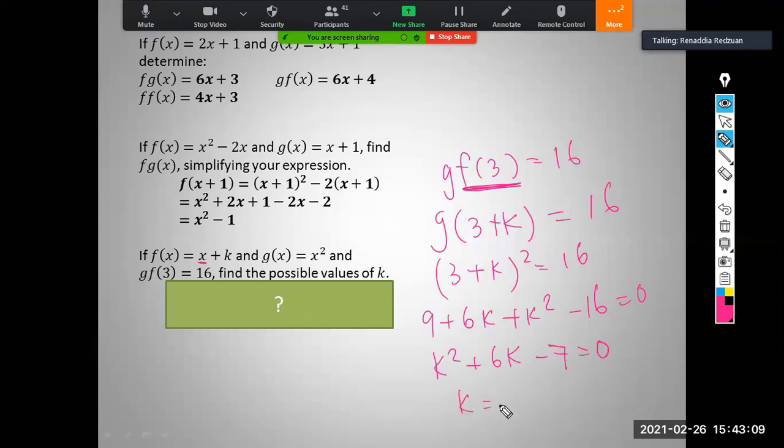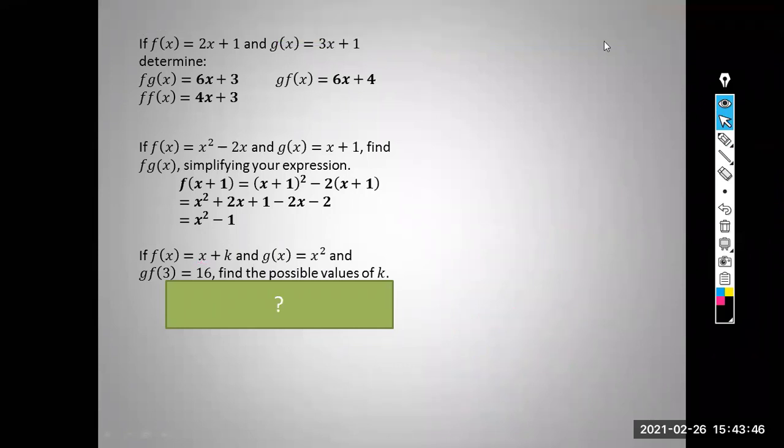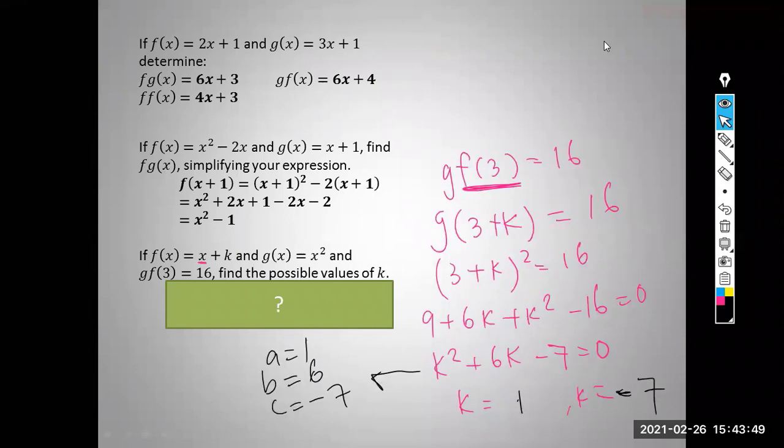And to find k, what should we do? Factorize. You can use a calculator. Based from this equation, your a is 1, b is 6, c is negative 7. I got 1 and negative 7. Okay, very good, 1 and negative 7.